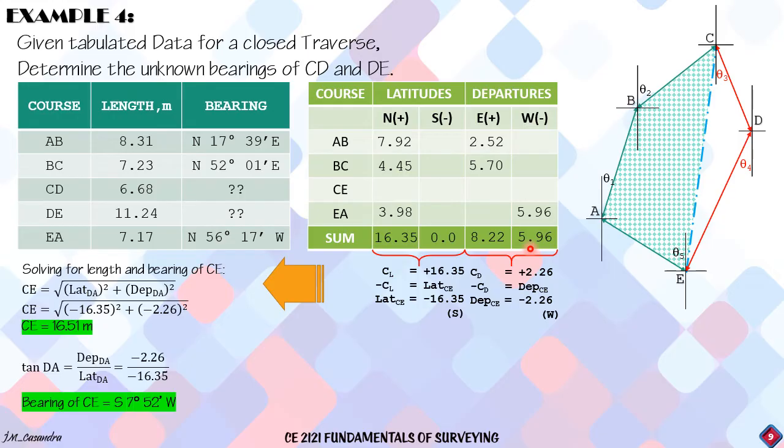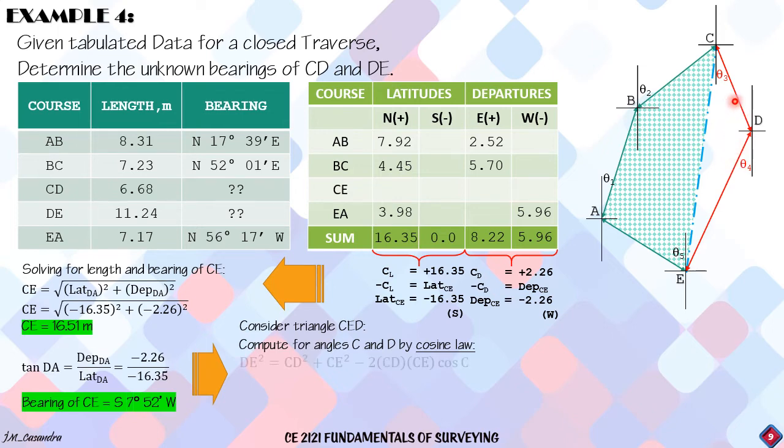So from the triangle now, we consider the triangle formed by the unknown sides and the closing line. So we'll have triangle CED. We can now solve for the angles C and D by cosine law.